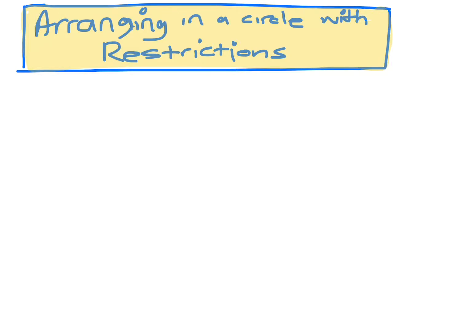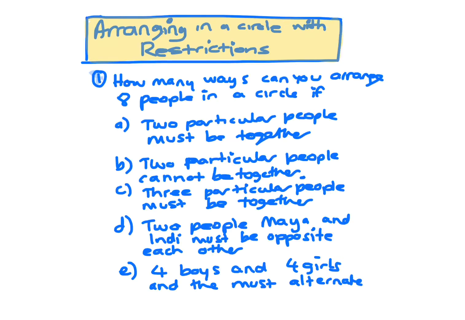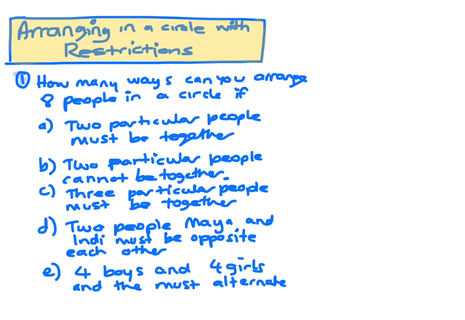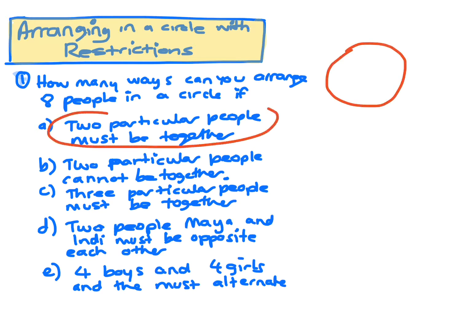Just looking at arranging in a circle with restriction. Okay, so let's just look at how many ways can you arrange 8 people in a circle if 2 particular people must be together. So focus in first on the restrictions. The restriction is that 2 people must be together.